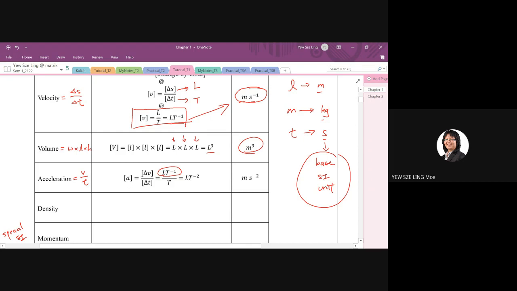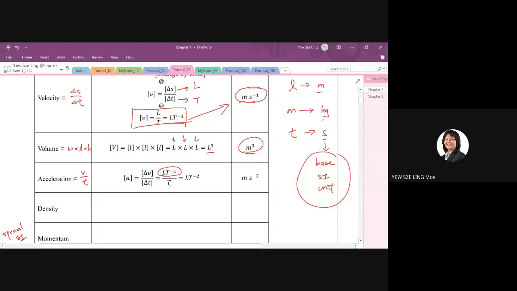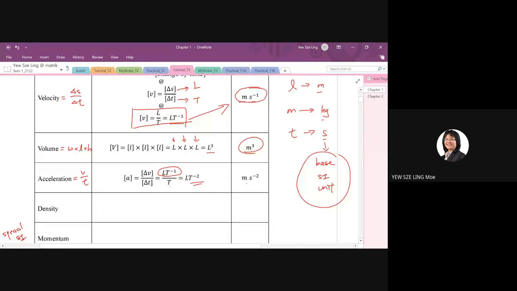So a equals delta v over delta t, which equals LT^-1 divided by T. So LT^-1 divided by T, you obtain LT^-2. Therefore, the unit is m s^-2.